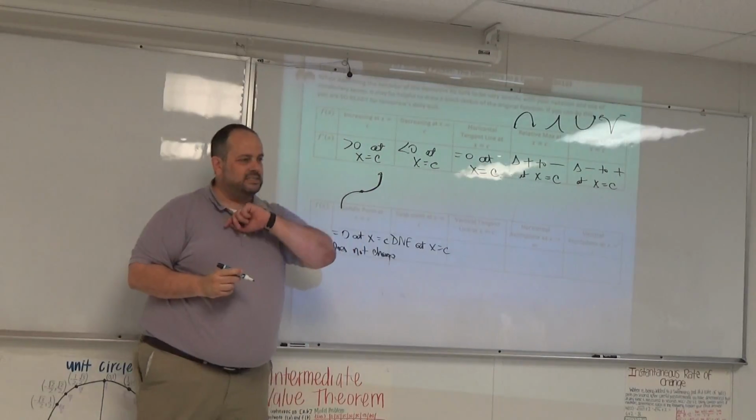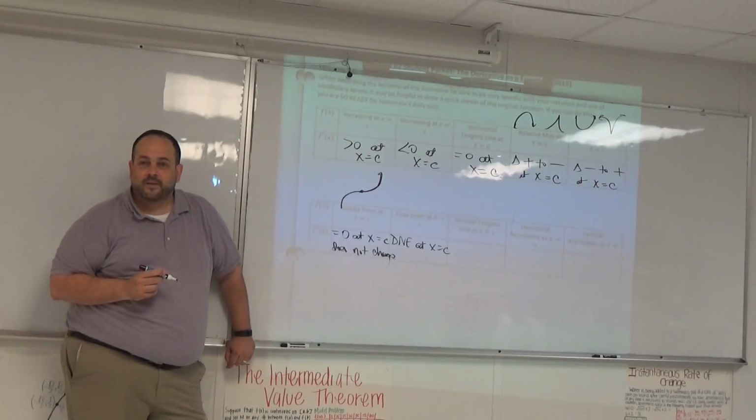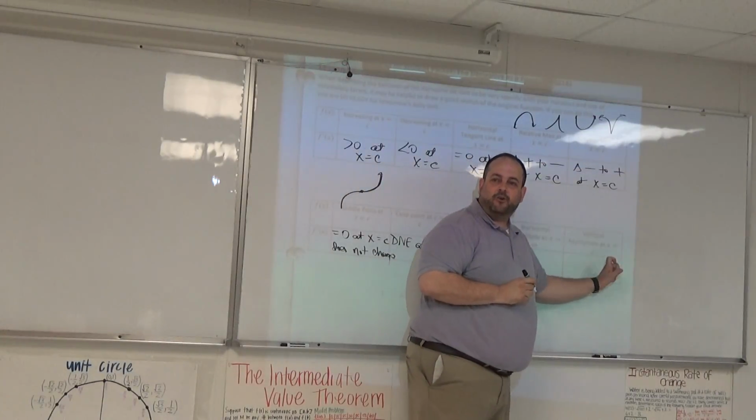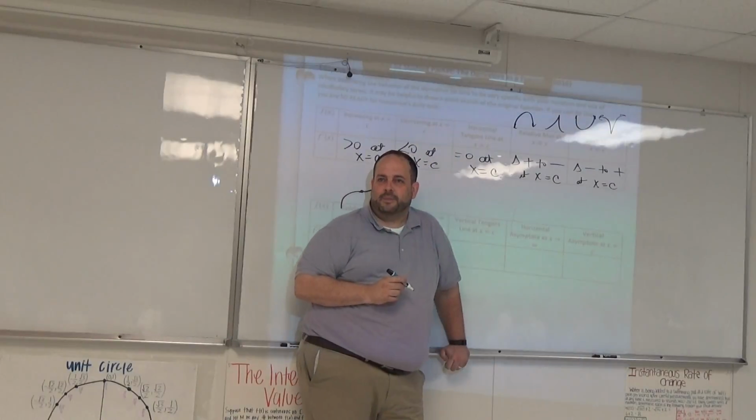Saddle point. Next. Carmen. Vertical asymptote. If your graph has a vertical asymptote, what do you know about the graph of the derivative?